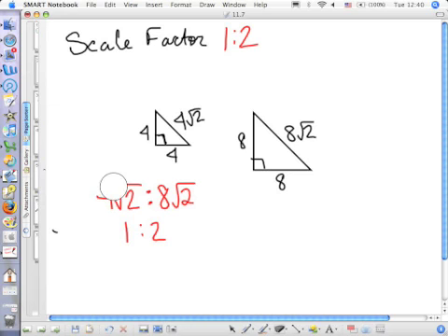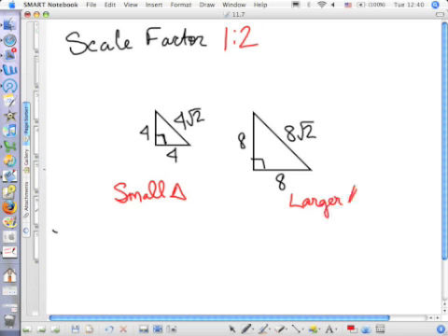Now we're going to do a little experimenting to see how the perimeters compare, and how the areas compare, to help us see where our theorem that we're going to present today comes from. Let's do this first. Our small triangle and our larger triangle. First thing I want you to do is find the perimeter of each. You can use your calculator and round your decimals to the nearest hundredth.